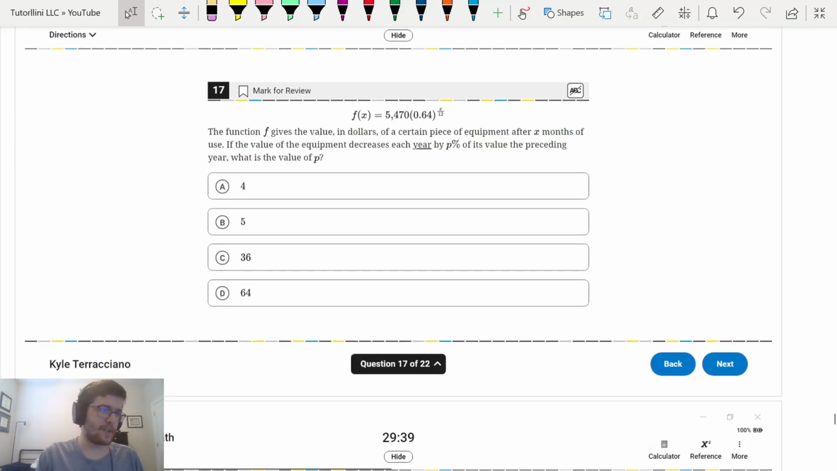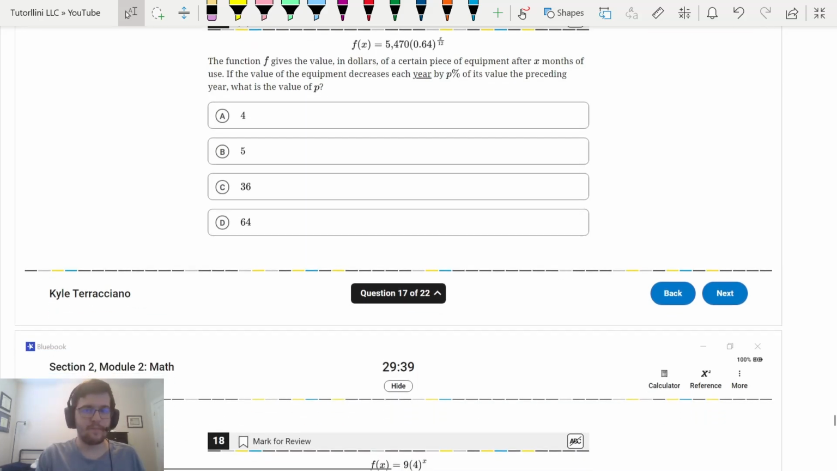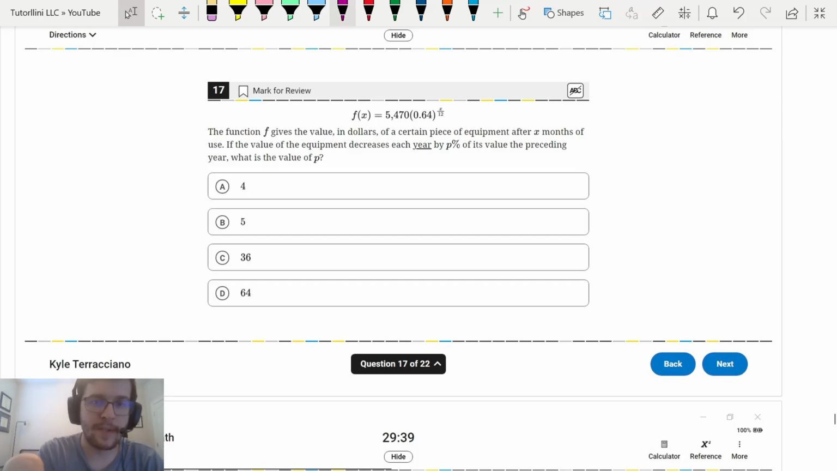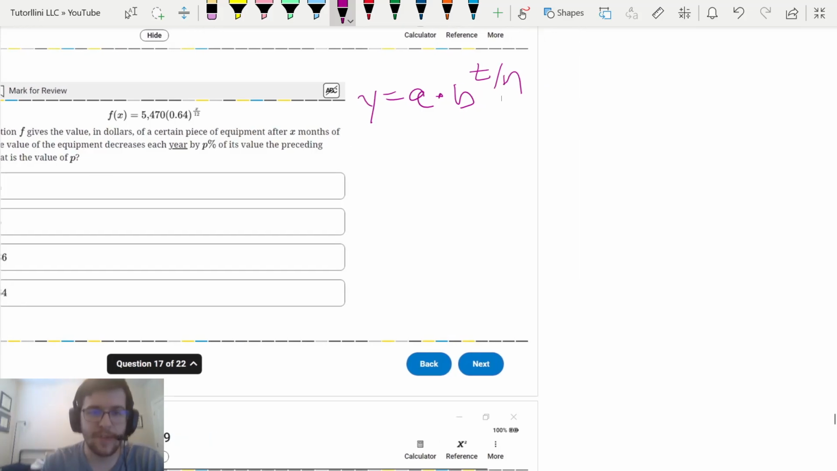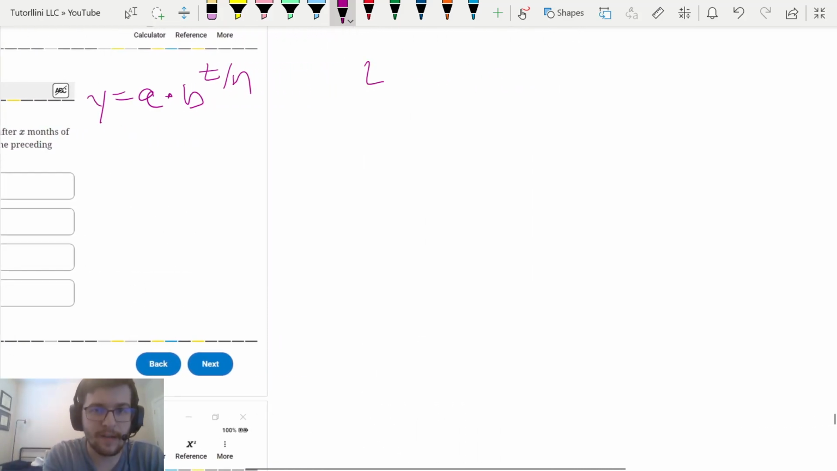Okay, so this is another, we're almost done. This is another y equals a times b to the t over n question. Something you have to realize for these types of questions is that n, the interval, has the same units as t.